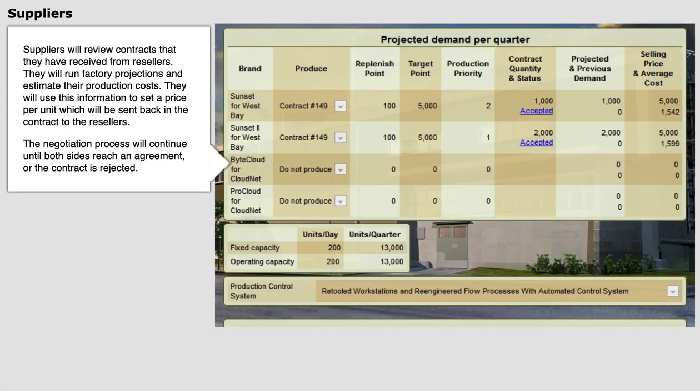Suppliers will review contracts that they have received from resellers. They will run factory projections and estimate their production costs. They will use this information to set a price per unit, which will be sent back in the contract to the resellers. The negotiation process will continue until both sides reach an agreement or the contract is rejected.